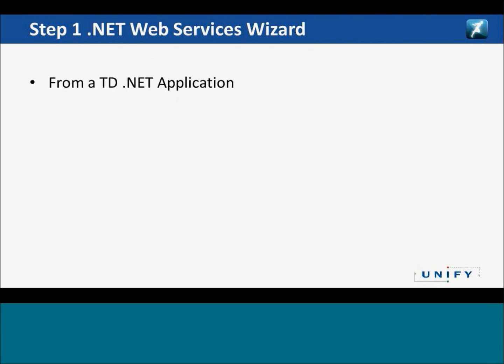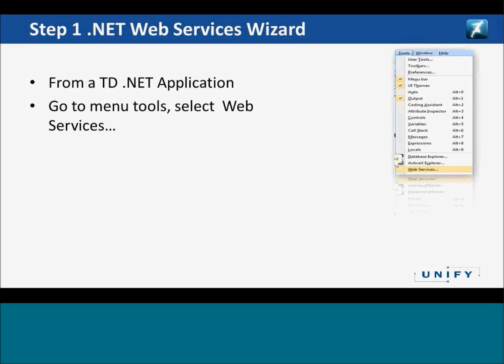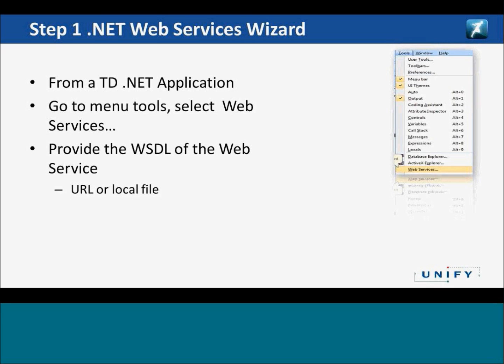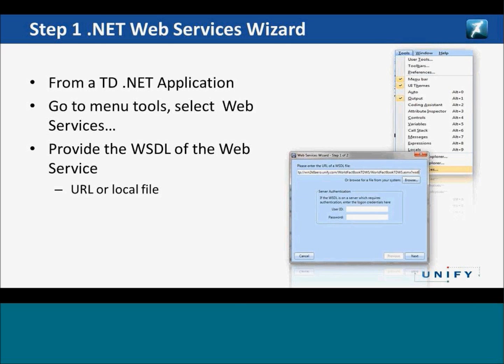So, the .NET Web Services wizard. From a TD .NET application, go to the menu Tools and select Web Services. See that on the right in the screenshot? That is the menu item you need to click on. Then you need to provide the WSDL of the web service. This can be a URL or a local file. If you have a WSDL file on your machine, you can use that, or you can provide a URL.